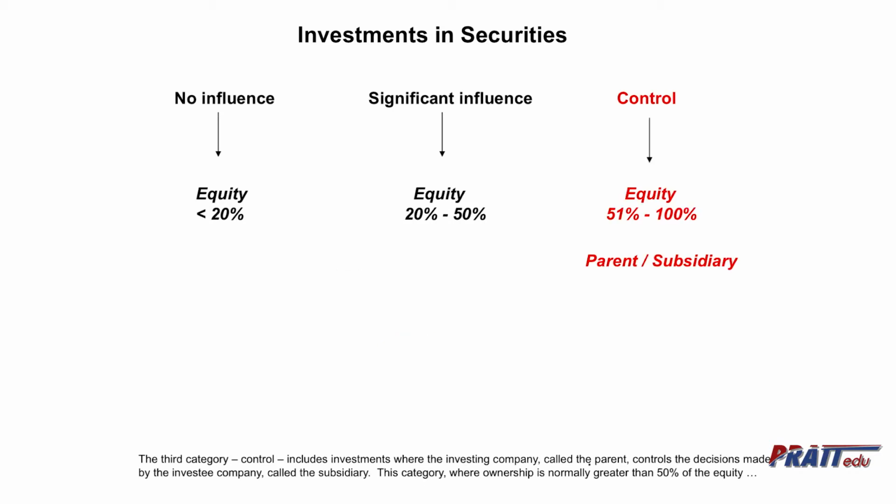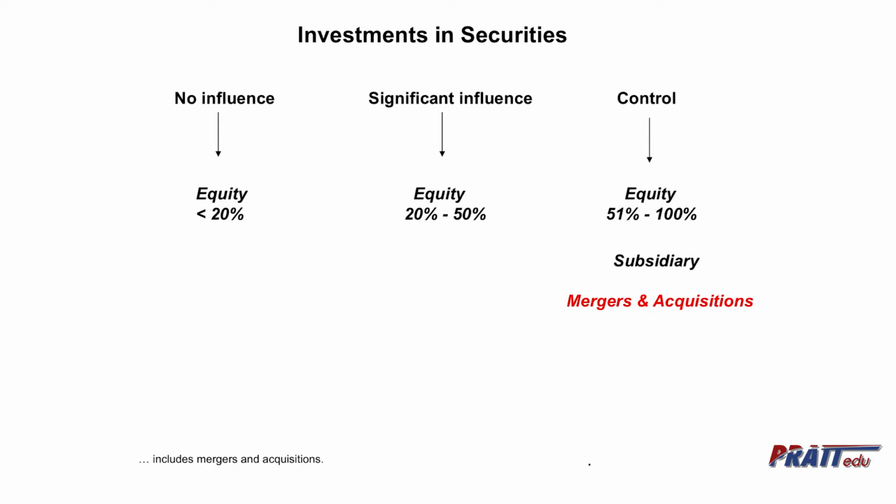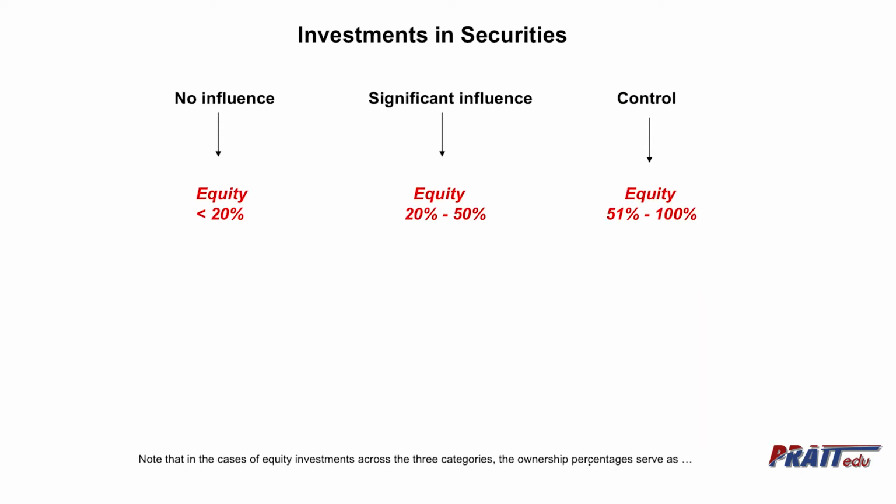The third category, control, includes investments where the investing company, called the parent, controls the decisions made by the investee company, called the subsidiary. This category, where ownership is normally greater than 50% of the equity, includes mergers and acquisitions.